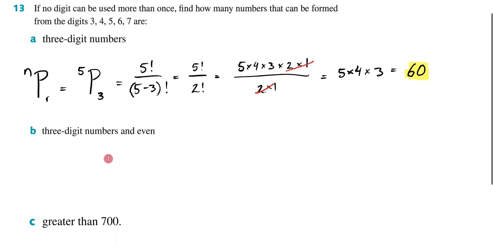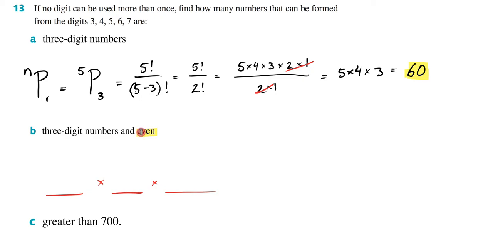B is saying, I am now trying to make a 3-digit number, but I want it to be even. So what are the arrangements that I can create 3-digit numbers that are also even? To do this, the even condition is what we call a restriction, and we have to deal with that first. So I'm going to write out my 3 places, and we're going to think of the amount of possibilities I have for each one.